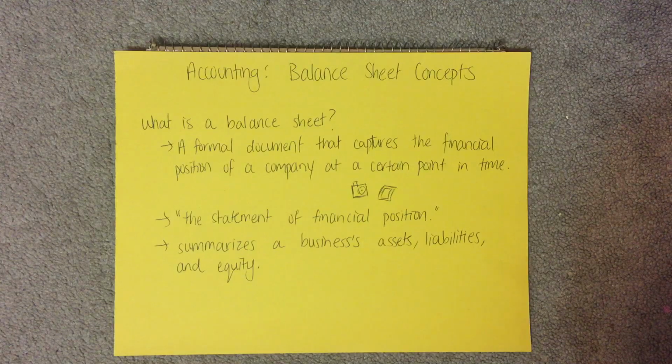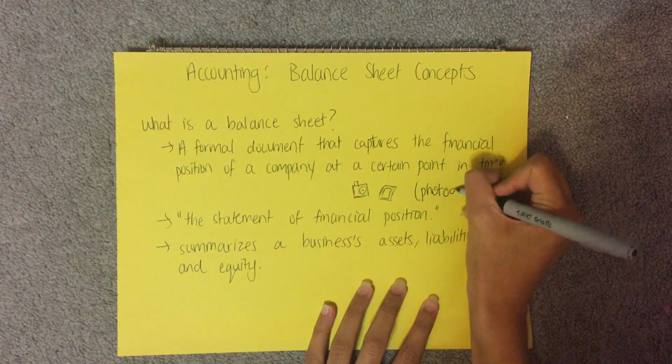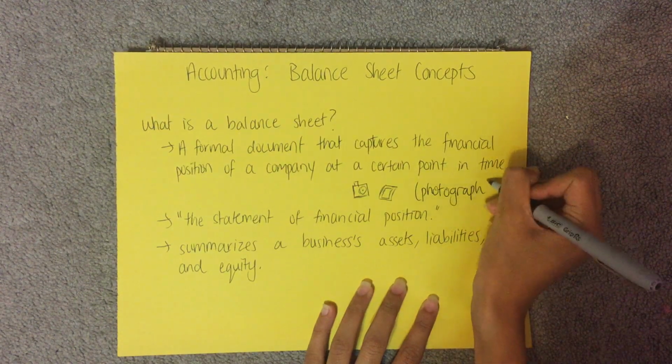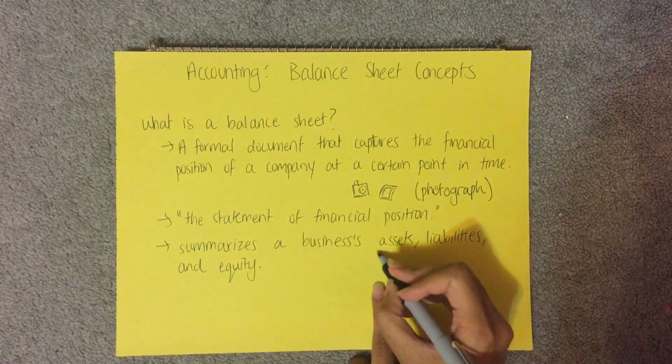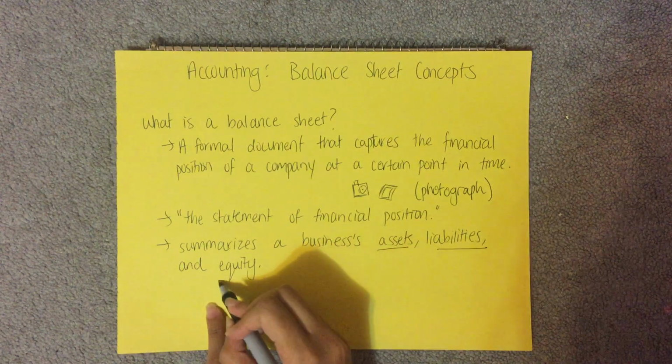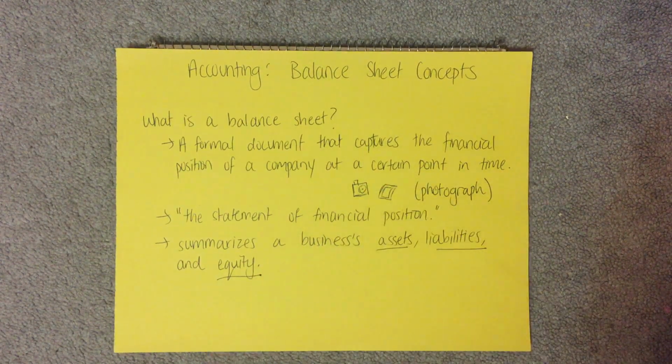A balance sheet is a formal document that captures the financial position of a company at a certain point of time. You could think of it kind of like a photograph. It's also called the statement of financial position sometimes, and it summarizes a business's assets, liabilities, and equity. Equity could be shareholders' equity or owners' equity.